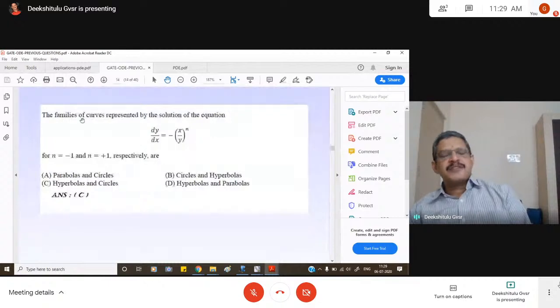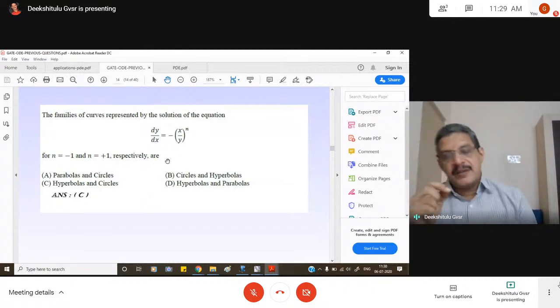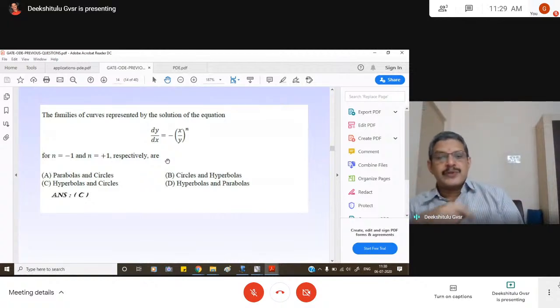Families of curves is a very nice problem. The family of curves represented by the solution of the equation dy by dx is equal to minus x by y whole power n, where n is equal to minus 1 and 1 respectively. You need to have an understanding of differential equations and the geometry of the solutions here. Say for example, n is equal to 1. dy by dx is equal to minus x by y. If you cross multiply, y dy plus x dx is equal to 0. If you integrate, x square plus y square is equal to c square. What is x square plus y square is equal to c square? Circles. So what are the two different options we have? A, B and C, all three are possible.